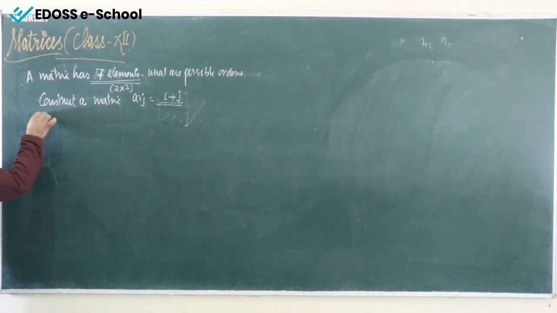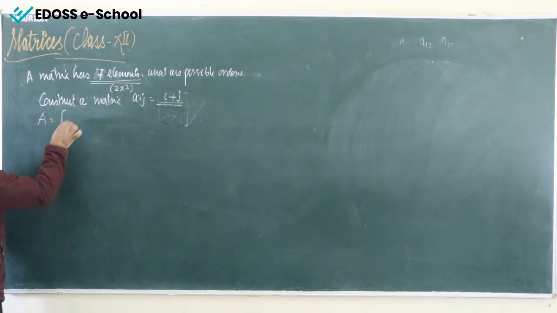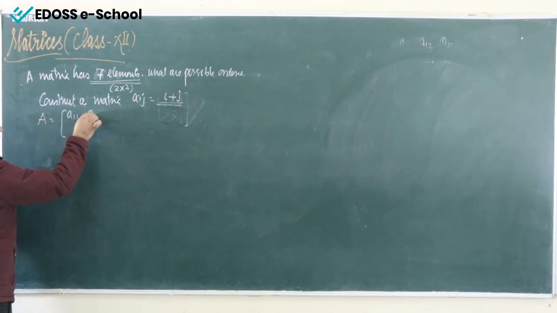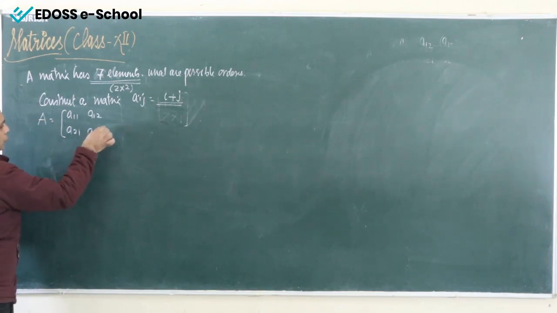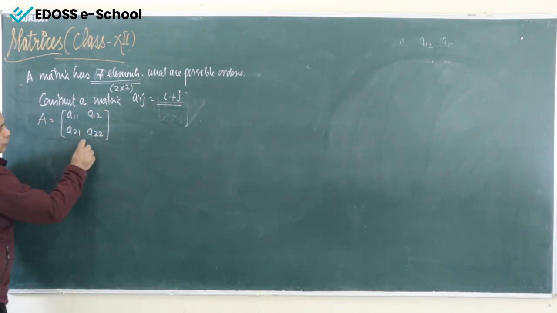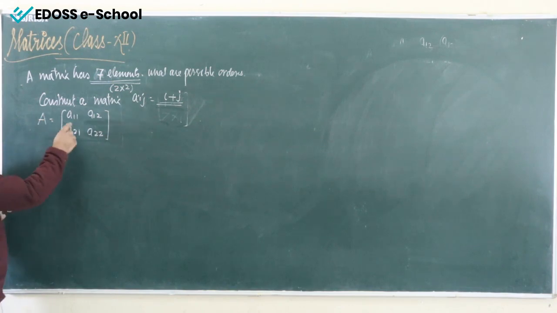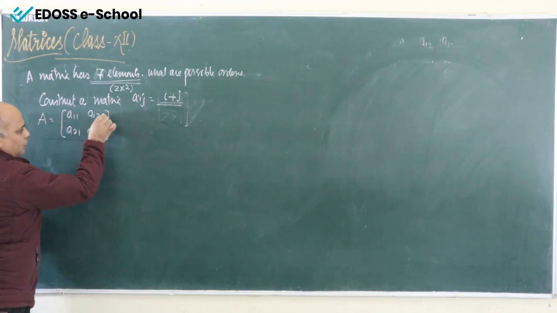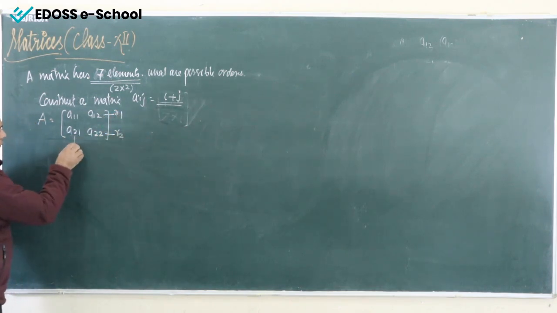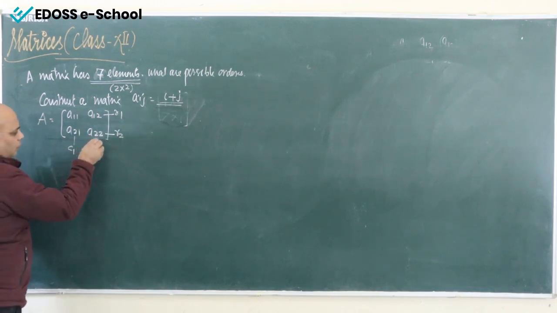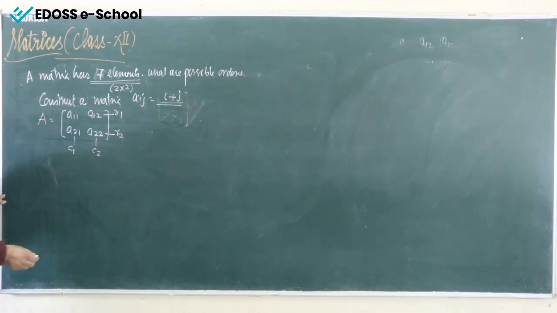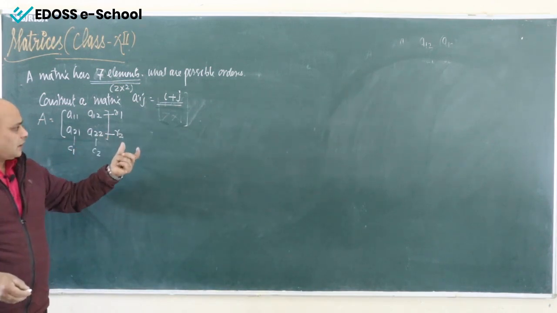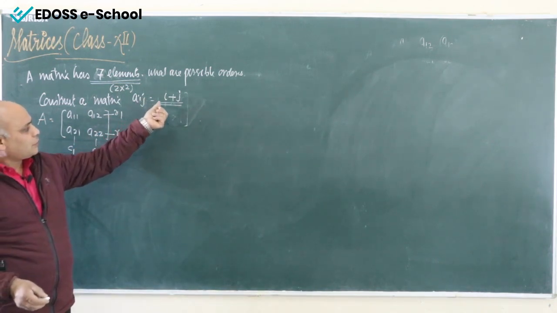Then suppose A is equal to A11, A12, A21 and A22. This is the 2 cross 2 matrix, and the entries are A11, A12, A21 and A22. This will be the first row R1 and this will be the second row R2. This will be column 1, C1, and this will be column 2, C2. Now you have to construct it with a condition, and the condition is Aij is equal to i plus j.